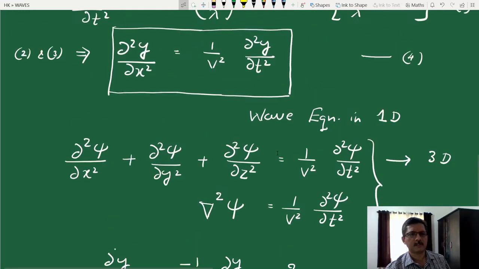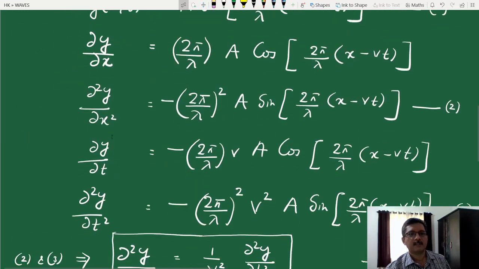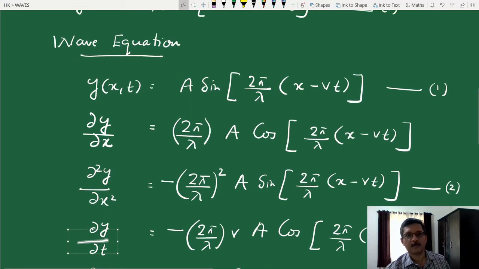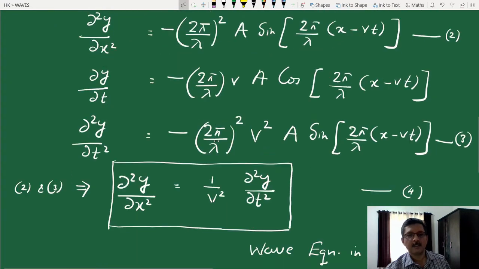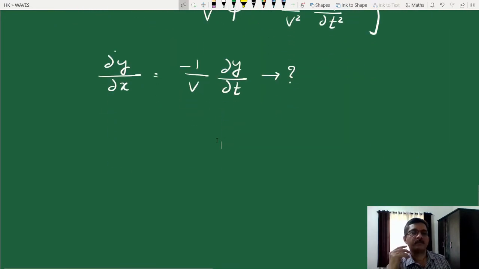Why don't we use this? Look here again. If we take ∂y/∂t and multiply with minus 1 by v, minus will cancel, v will cancel, we get exactly ∂y/∂x. So this is also a wave equation, we can say. It connects the first derivative with respect to position of the wave function with the first derivative of the wave function with respect to time.